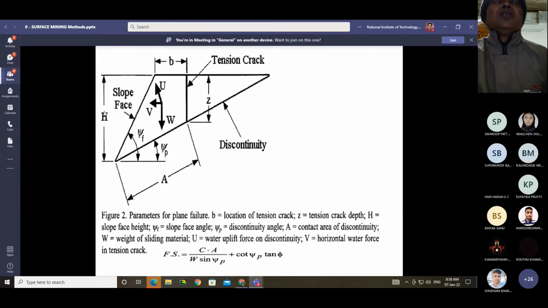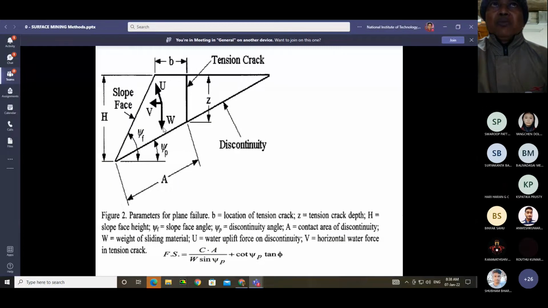Psi p is the angle of the discontinuity plane. Psi f is the angle of the slope face. So here if you see, U is the upward force, W is the downward force and V is the horizontal force. Three forces are acting on the bench: one is the upward force, one is the horizontal force, one is the downward force.